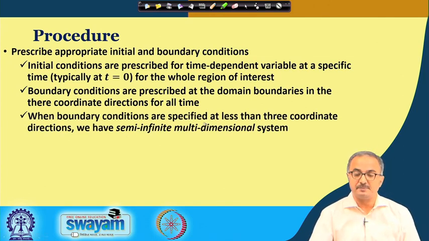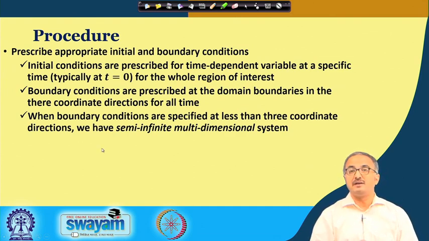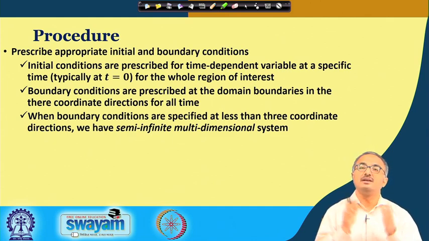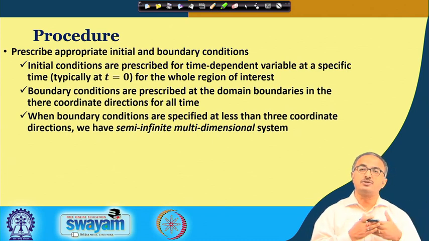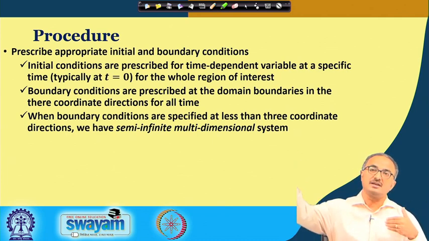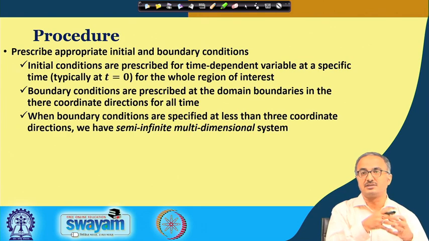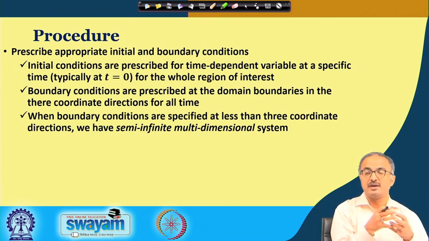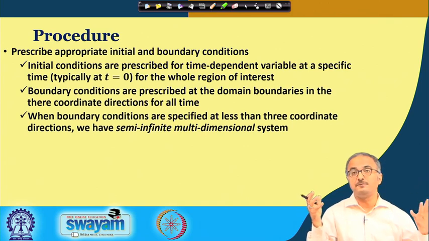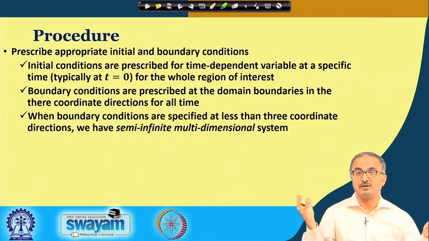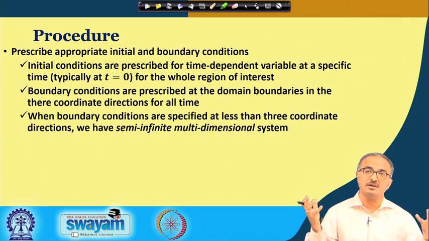When boundary conditions are specified in fewer than 3 coordinate directions, we can say that we have a semi-infinite multidimensional system. Many times we neglect the boundary effect. If the boundary is too far off, the effect is not felt within the core of the system. In that case, we can say that it is as if it is independent of the boundary conditions. It happens in many systems.